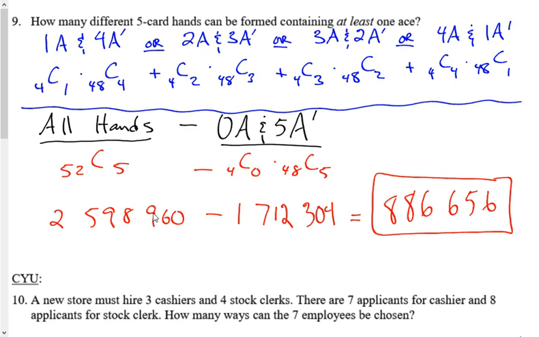Yes, Trab. Because I'm considering all the possible hands I could create, there's some hands that I don't want. So what I don't want, I'm subtracting out. I don't want 0 aces and 5 other cards. So that's going to leave me with what I do want. Good.